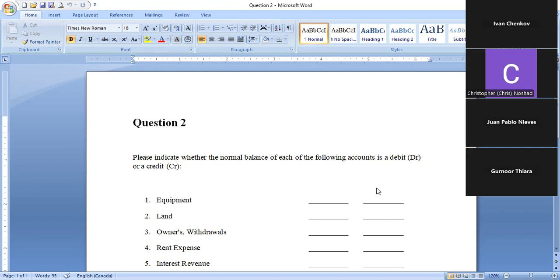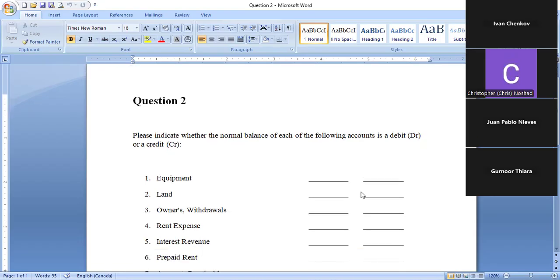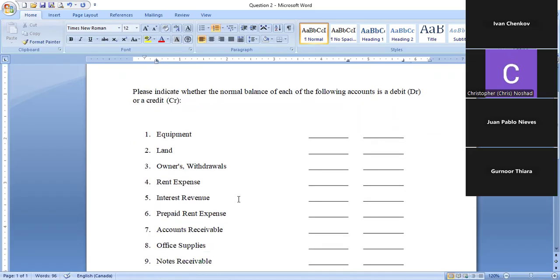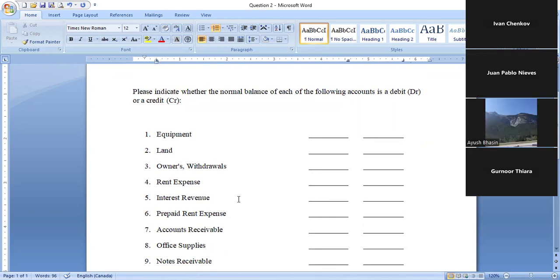Interest revenue. What kind of account is that first? It's a revenue account, so the normal balance will be credit. Prepaid rent expense. What kind of account is that first? Asset account. Normal balance will be debit. Accounts receivable. What kind of account is that first? Asset account. That will be normal balance debit. Correct?